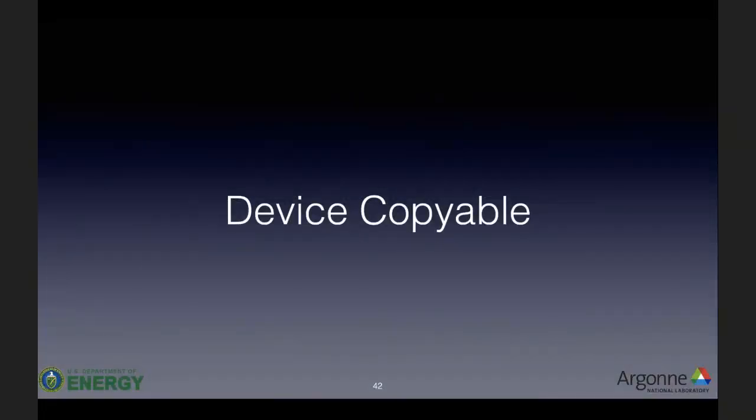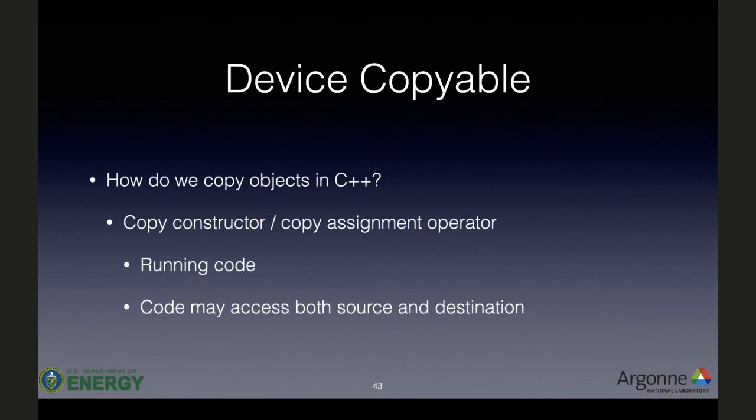I'm going to go on to device copyable. This in a lot of ways has been the bane of my existence. I've been working on trivially copyable issues for a while, and you'd think it would be a simple subject. It's not. So how do we copy objects in C++? Normally we call a copy constructor or copy assignment operator, but that can involve running code, and that code may access both the source data and the destination data. It's arbitrary code. It can do whatever it wants.